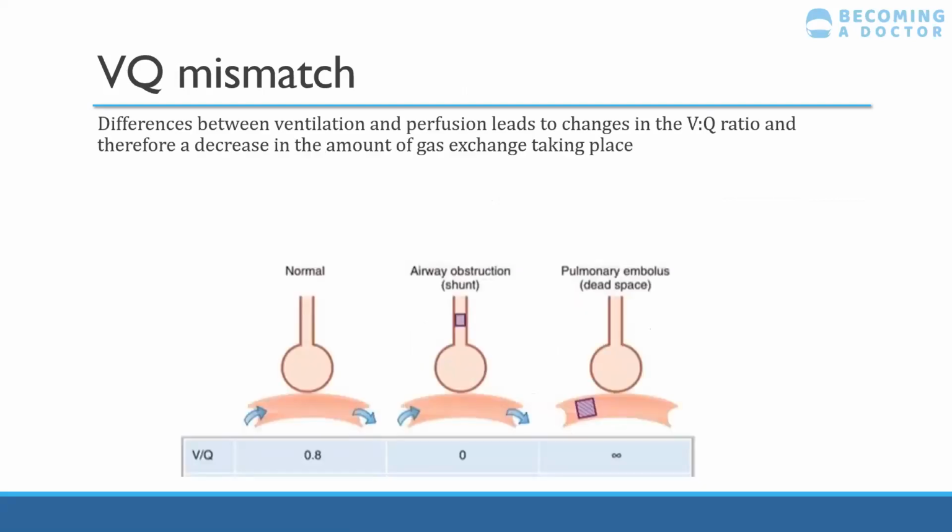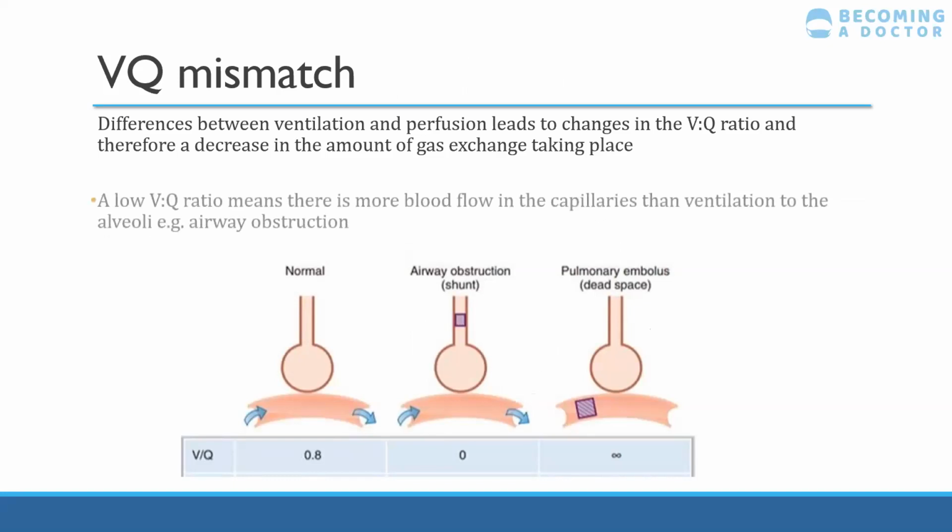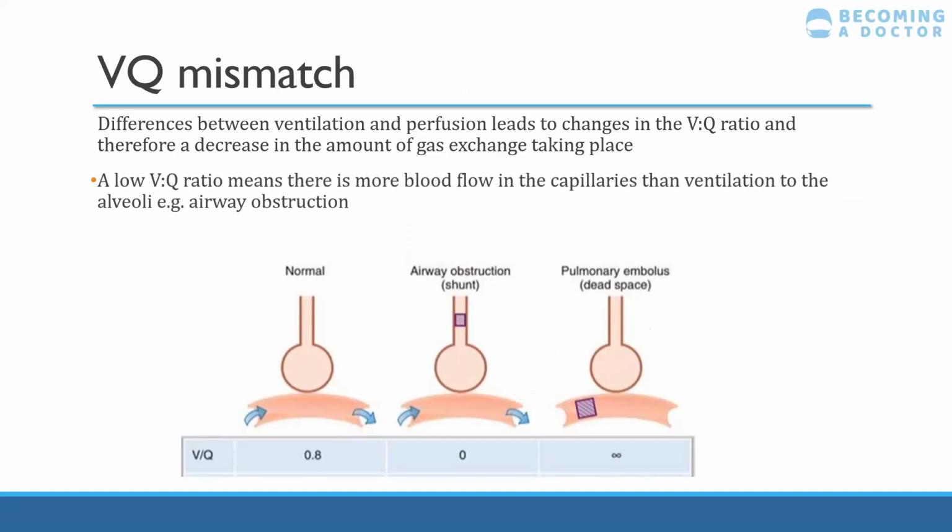So if you've got differences between ventilation and perfusion, you get changes in the VQ ratio, and these are called VQ mismatches. And they would decrease the amount of gas exchange that you have taking place. So certain diseases can cause VQ mismatches. A low VQ ratio would mean that there would be more blood flow in the capillaries than ventilation to the alveoli. So any kind of disease that would cause less ventilation to take place would cause a low VQ ratio. And that could be things like airway obstruction or asthma, COPD, anything where you've got less ventilation.